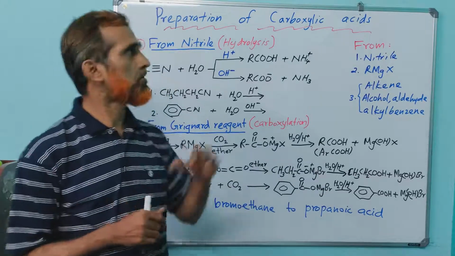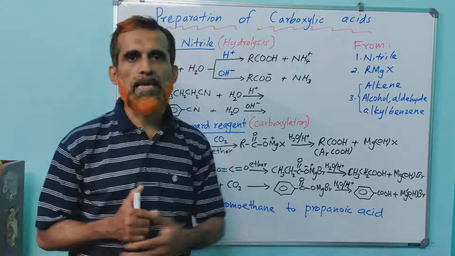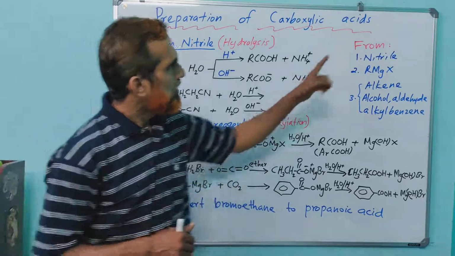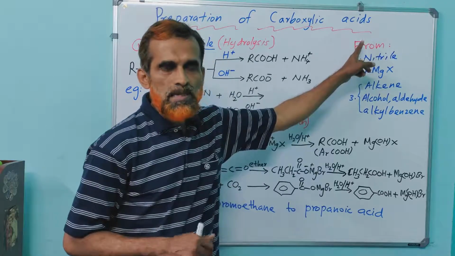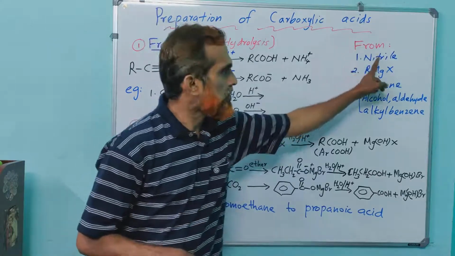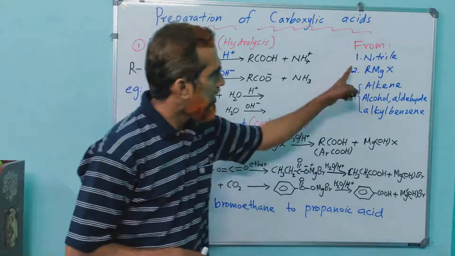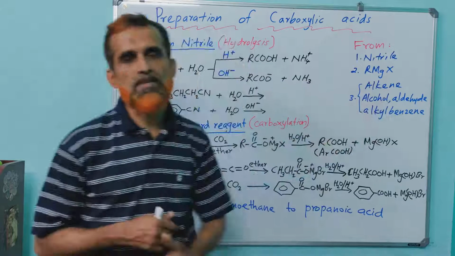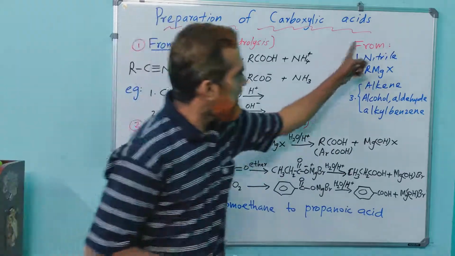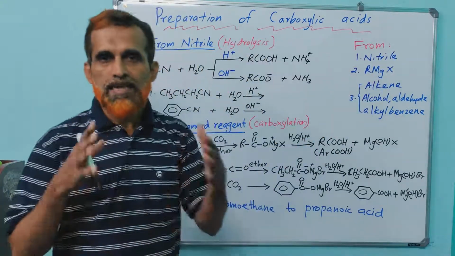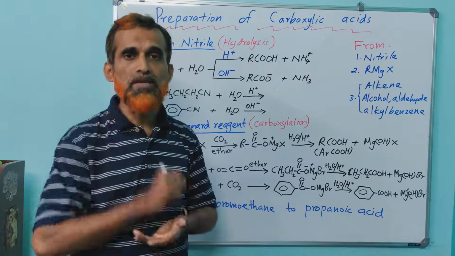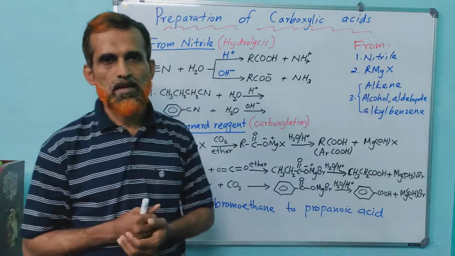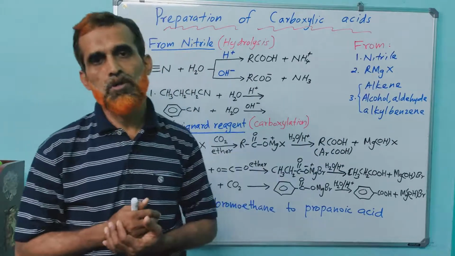Today we discuss the preparation of carboxylic acids, various methods of preparation. We can prepare carboxylic acid from nitrile or Grignard reagent and even more starting materials. These two methods are to be discussed in detail because they are explicitly mentioned in the syllabus. These methods come in other modules also.